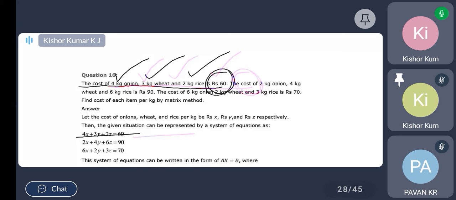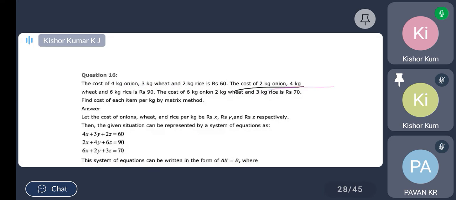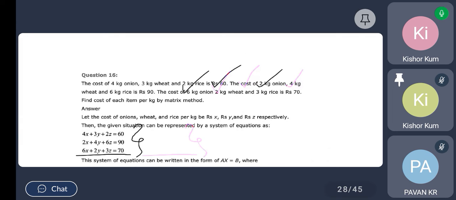And after this, you move to the next statement. 2 kg, 4 kg, 6 kg means 2x plus 4y plus 6z, that is equals to 90 rupees. And with the final statement, 6 kg onion, 2 kg wheat and 3 kg rice, that is 6x plus 2y plus 3z is equals to 70. Now we have got our equations.